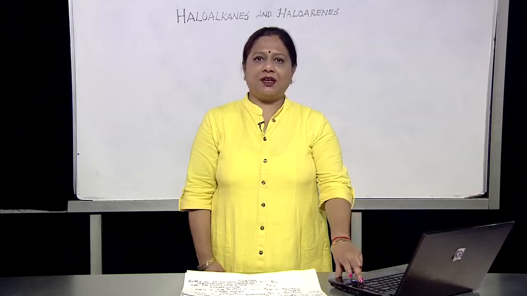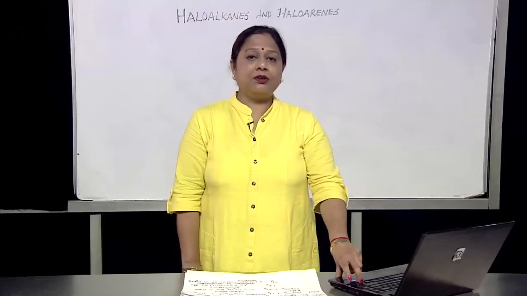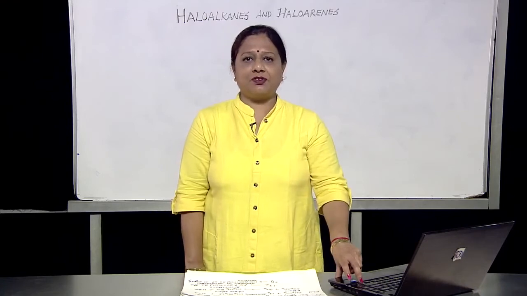Let us look at a table and see what the name could be when the halogen is attached. If we see the first example, CH3CH2Br, it will be called bromoethane. So we have prefixed the halogen before the name of the hydrocarbon. Let us see the fourth example, CH3CH(CH3)CH2Cl. We will number it from where the halogen is. So 1-chloro, then you have 2-methyl, and the chain is of propane. Likewise we name the halogen compounds.